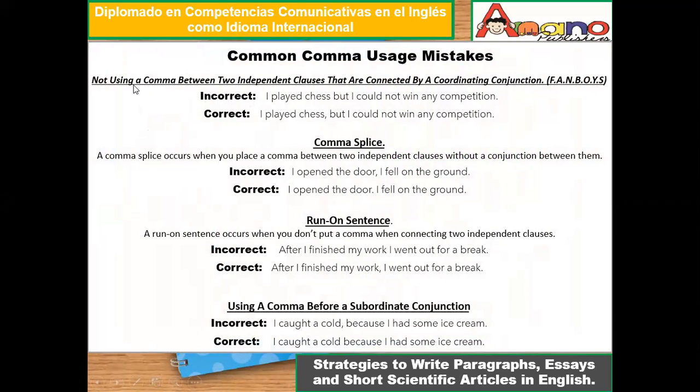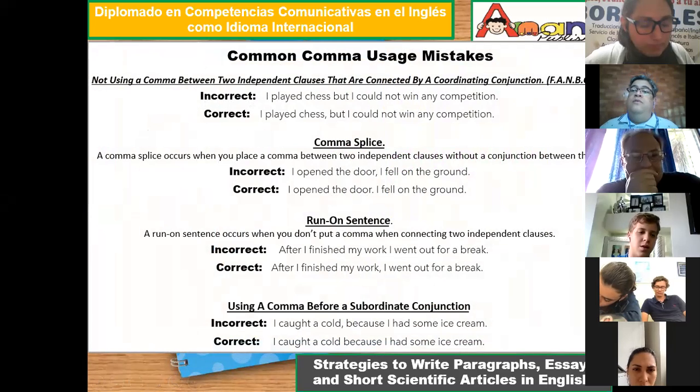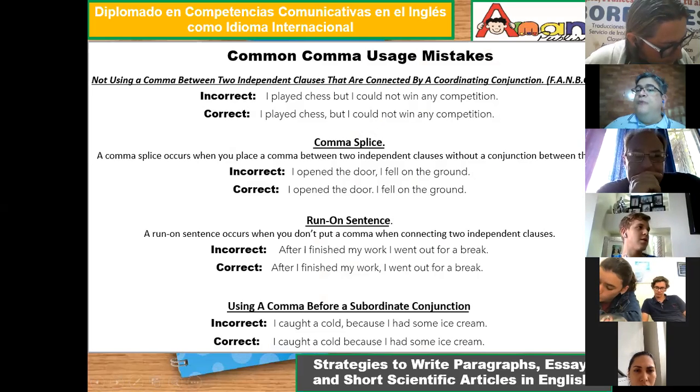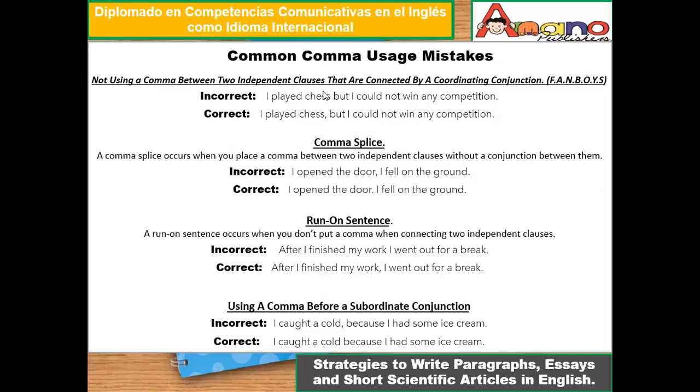Aquí tenemos, por ejemplo, not using a comma between two independent clauses that are connected by a coordinating conjunction. Siempre tenemos que poner una coma. Ojo, ojo, ojo. Ahorita lo vimos constantemente, lo vimos de manera repetida. No utilizamos comas con las conjunctions, okay? Like, for example, I played chess, but I could not win any competition. I played chess, comma, but I could not win any competition.